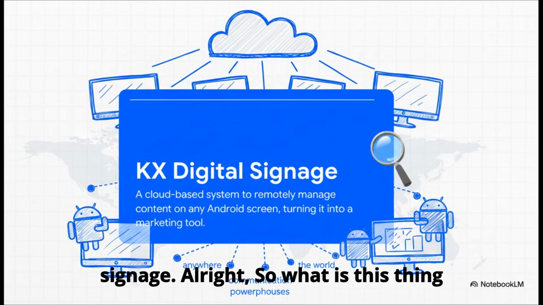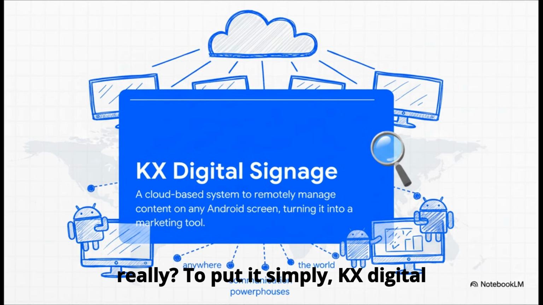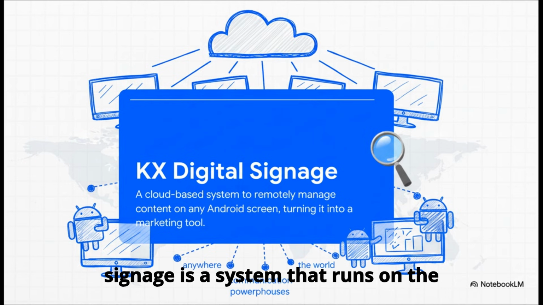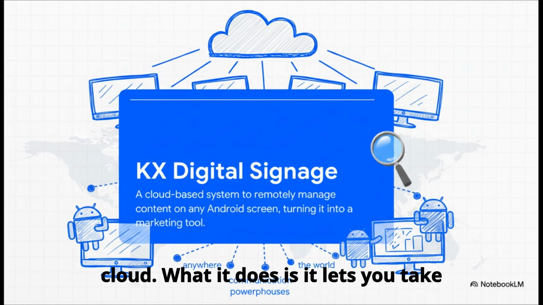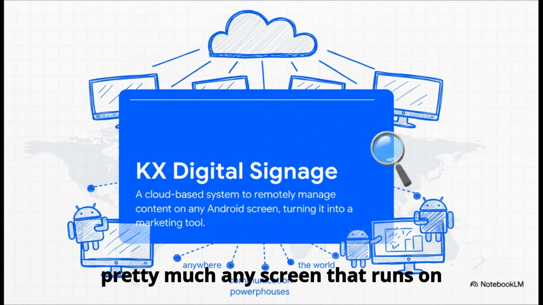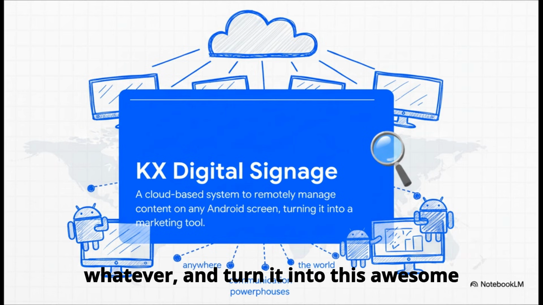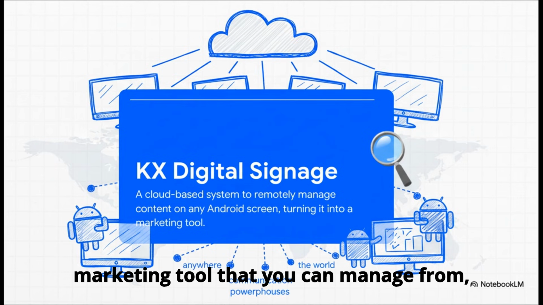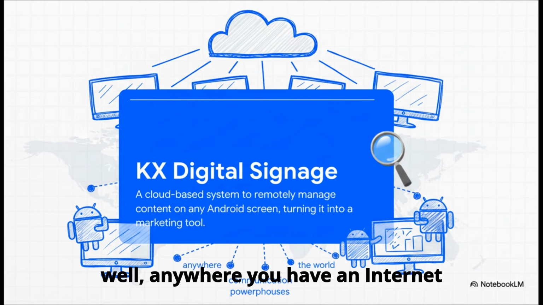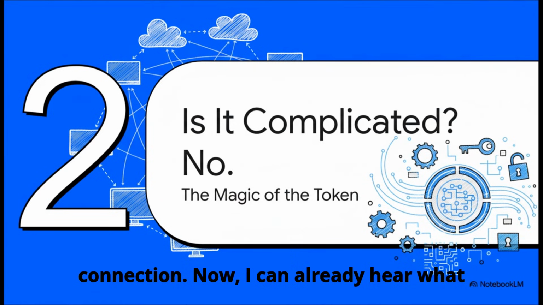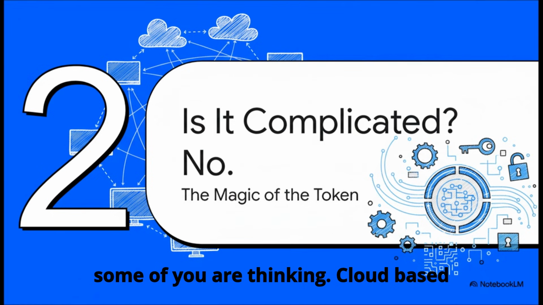All right, so what is this thing, really? To put it simply, KX Digital Signage is a system that runs on the cloud. What it does is it lets you take pretty much any screen that runs on Android, could be a TV, a tablet, whatever, and turn it into this awesome marketing tool that you can manage from, well, anywhere you have an internet connection.